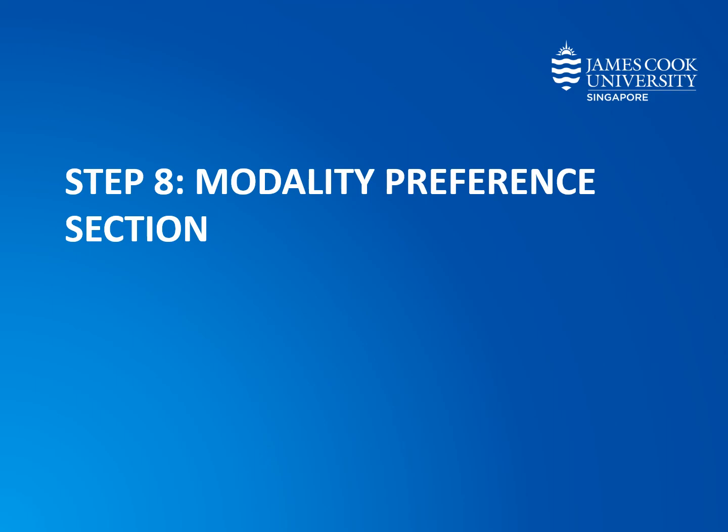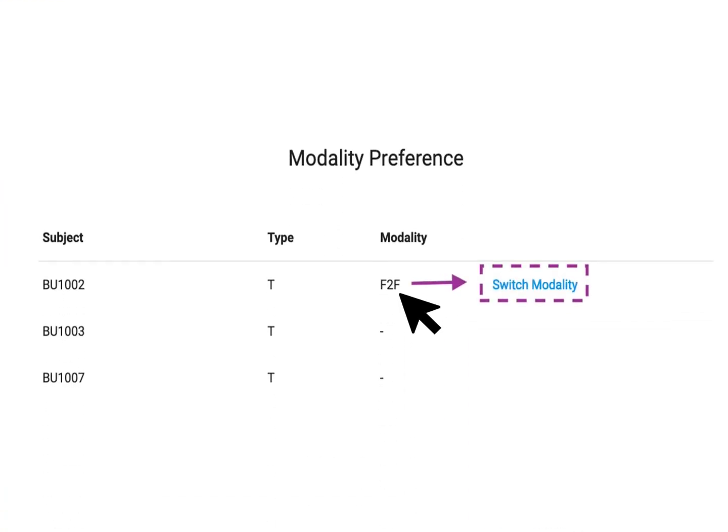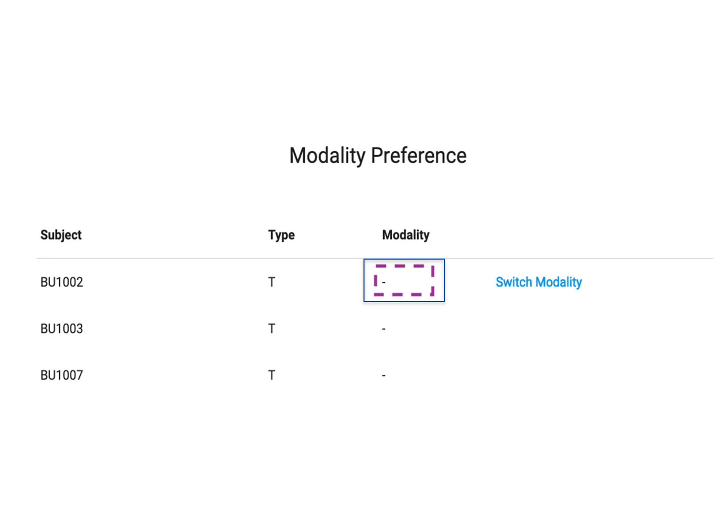Below the current selection section, you will see a modality preference section. This shows the subject that you have expressed your interest for a face-to-face class, which may be full during your selection. However, if you decide to change your mind and do not wish to express your interest in a face-to-face class for that subject, you may click on the Switch modality to remove the face-to-face remark. By removing the remark, it means that you do not prefer a face-to-face class even if it's available.